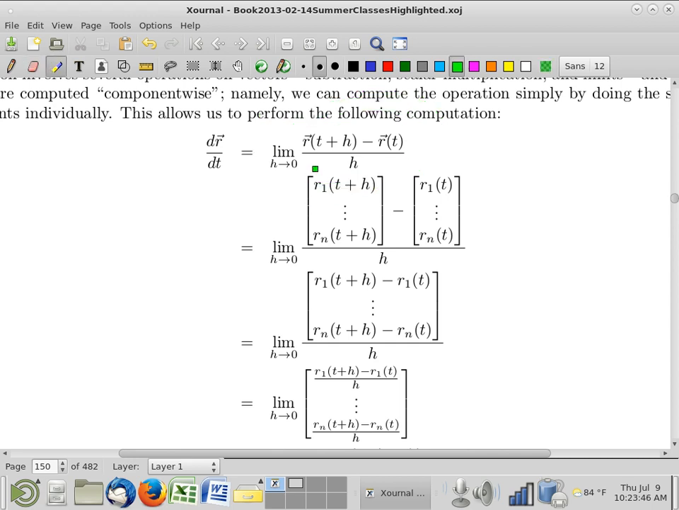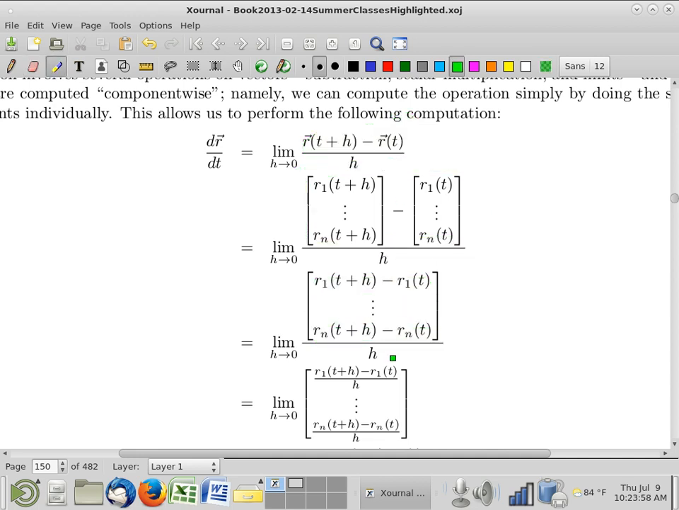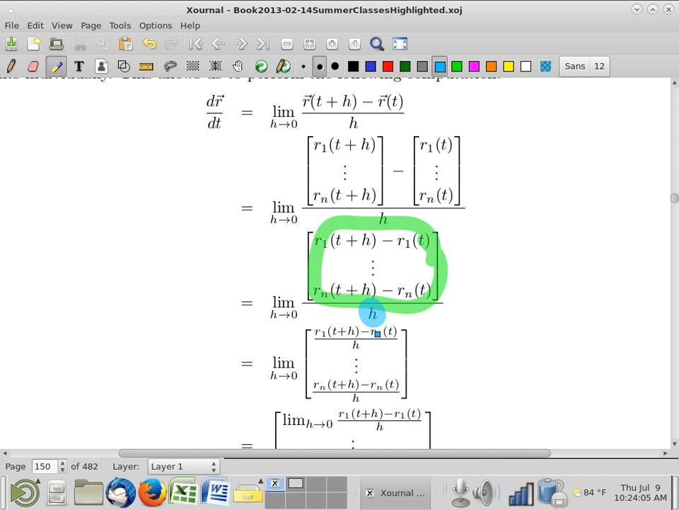So, specifically, how do I subtract two vectors? Well, I subtract vectors by subtracting one component at a time. Right? How do I divide a vector by a scalar? Well, I divide a vector by a scalar by doing one component at a time, by dividing each individual component by that scalar.